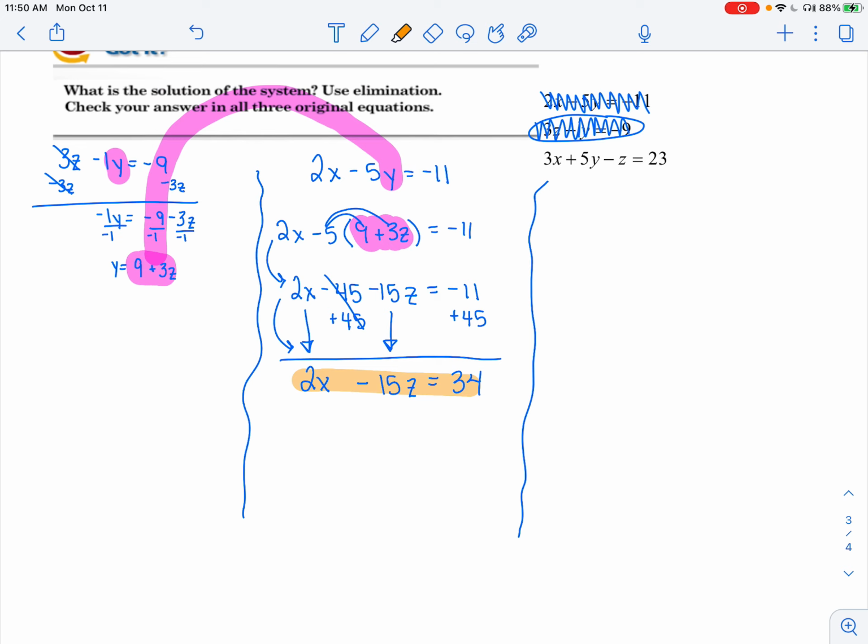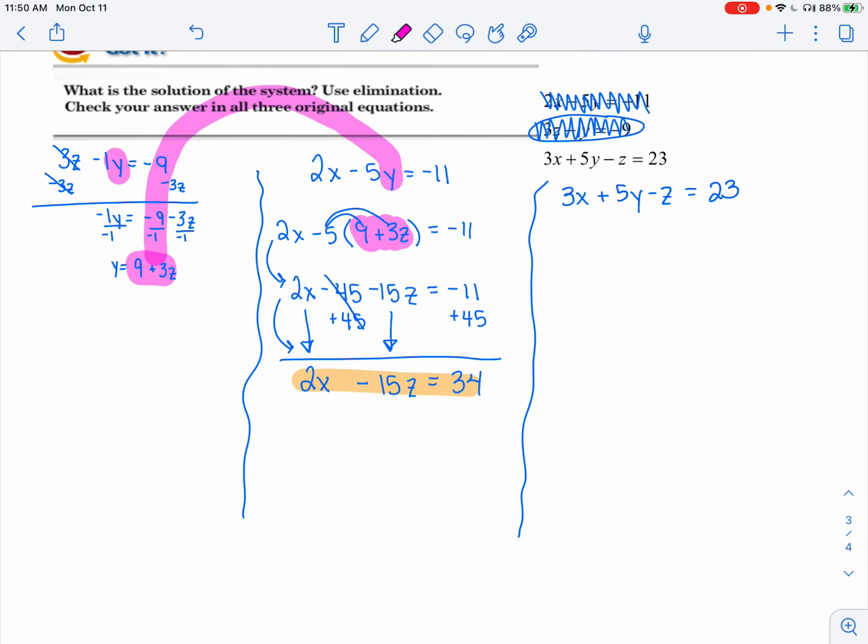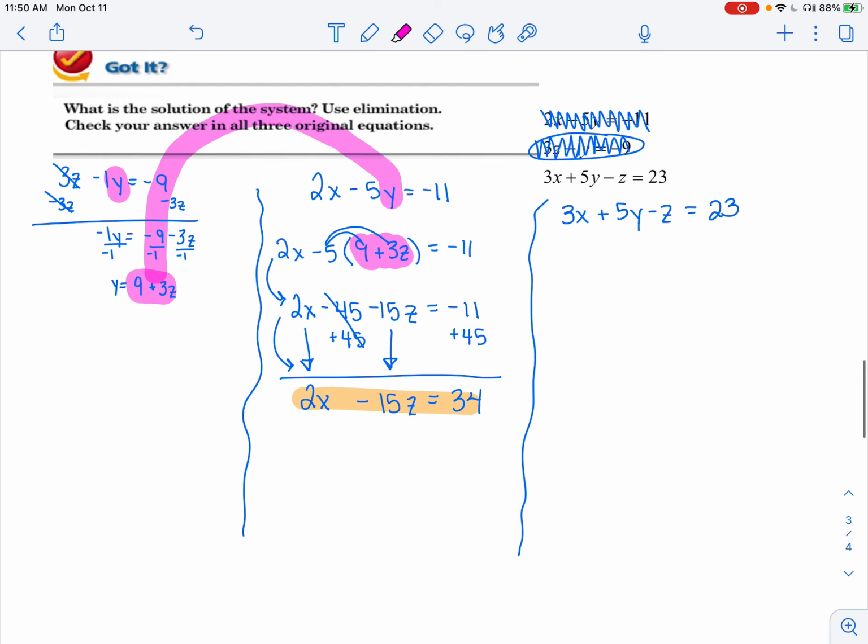Now I will go to the next equation I have not used yet. And I will take my highlighter, change it back to pink. I always go back to step 1 and get the y. Now watch the highlight because I think it's good, especially if you're a visual learner. I'm going to put that in for that y right there.